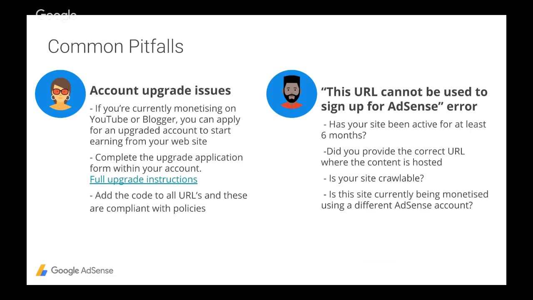Also, please don't forget to complete the upgrade application form within your account, as we will be sending you the deck. We've also integrated the link here, so you will be able to find the full upgrade instructions. And please make sure, as Stephen mentioned earlier, to add the code to all URLs that are compliant with our policies. Do not only add the code to your homepage, please make sure you add the code to all URLs that you think are compliant with AdSense policies.